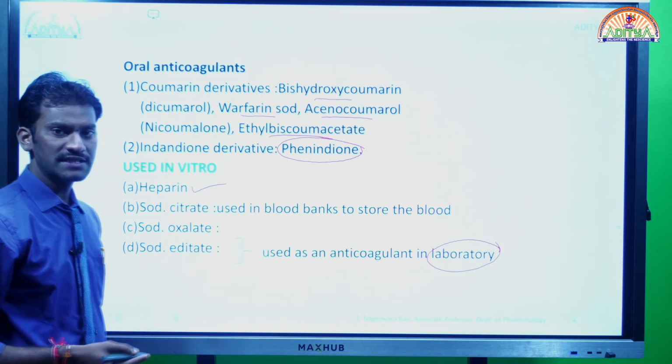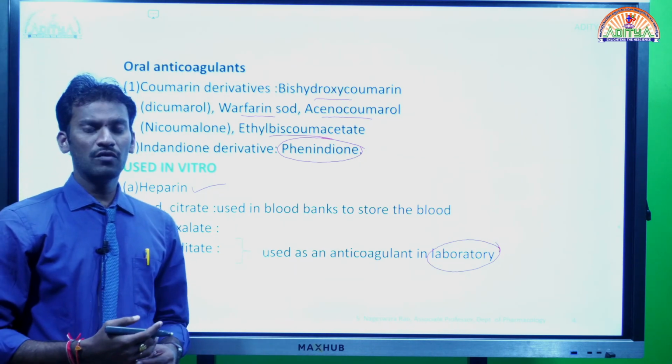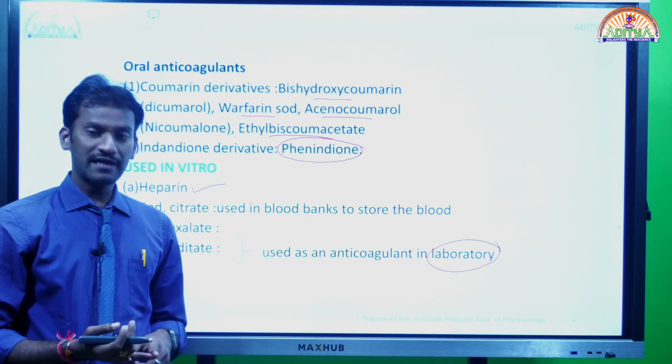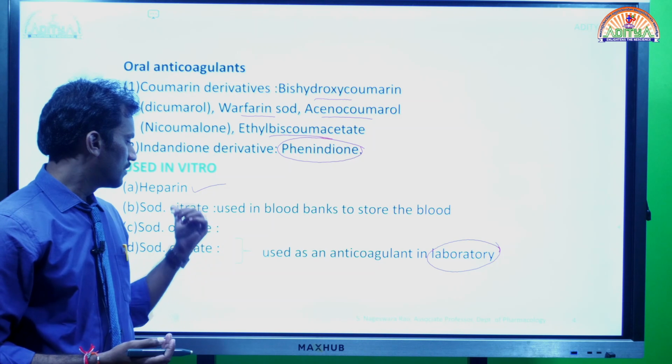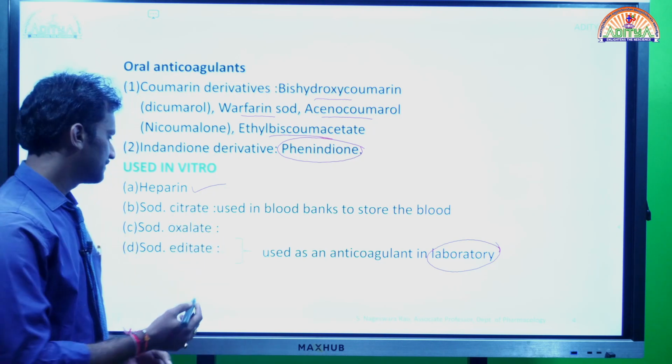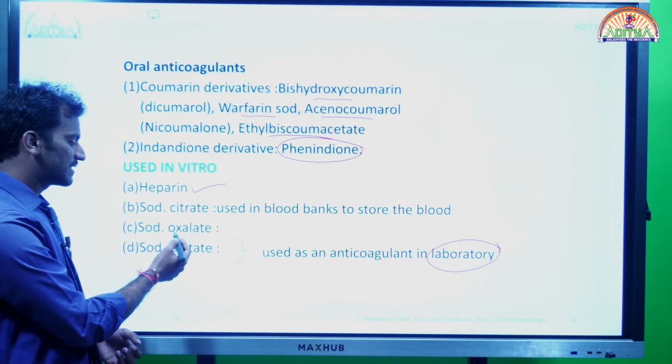So this is the classification: in vivo, parenteral type and oral type. And in vitro, these are the examples: heparin, sodium citrate, sodium oxalate.